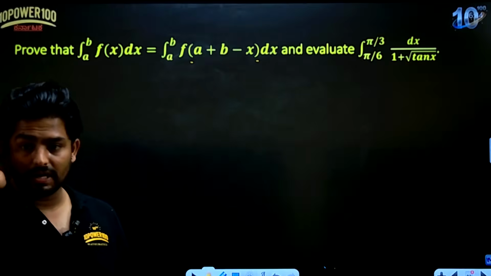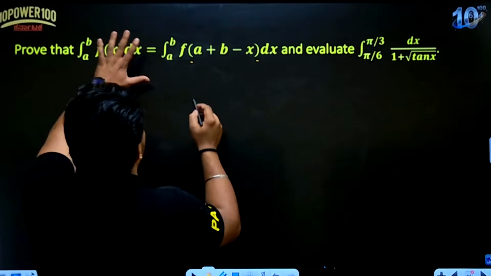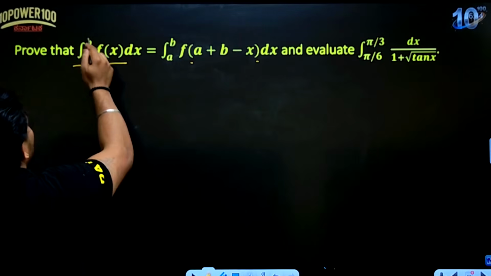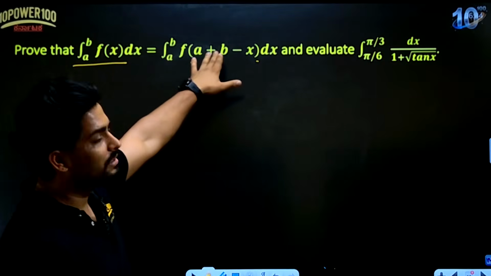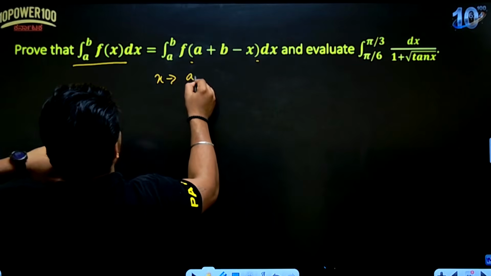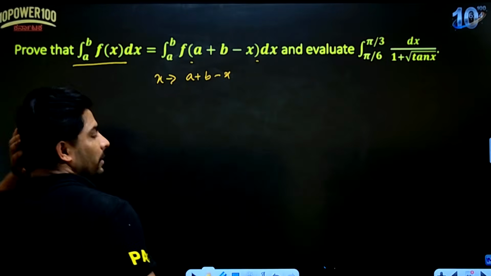So first of all, you should understand the method of this property. Okay. If we have the integration of a to b of f of x, add both the upper limit and lower limit and subtract the variable. So x you replace by a plus b minus x. Okay, this is what it is.